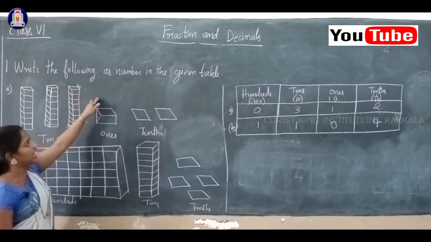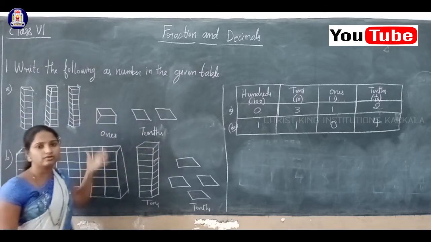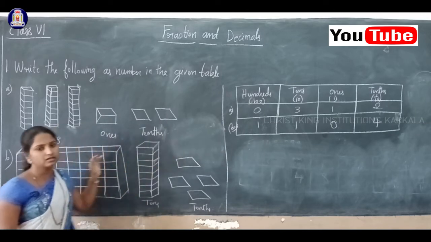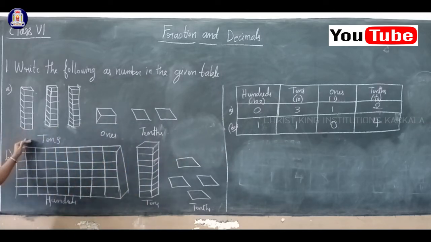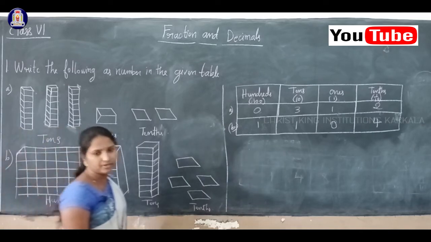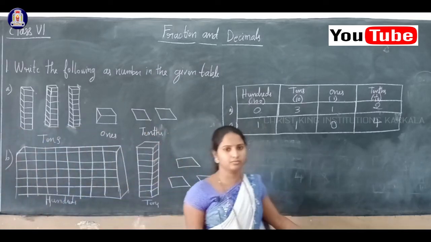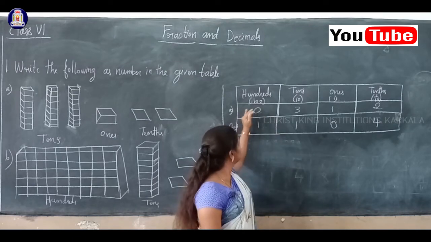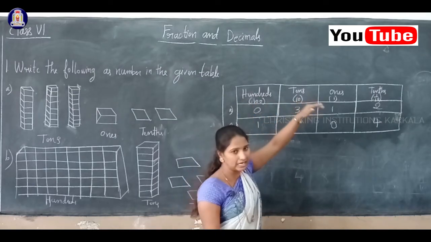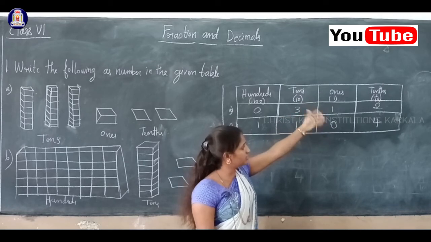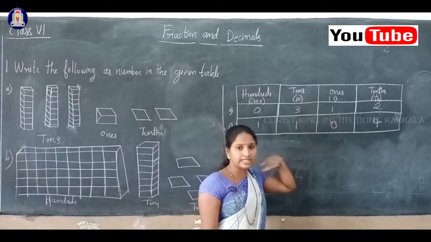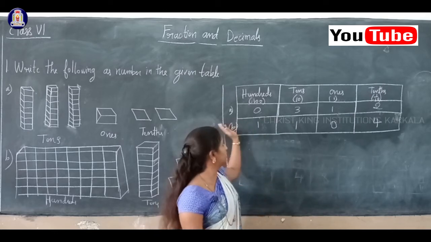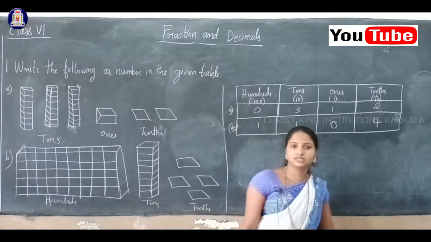So this is the writing. Write the following as numbers in the given table. In the table you must write it as a number. The given figure you must write as a number. Clear? Yes. This table you must know. It is given in the question. Then again you have to write hundreds, tens, ones, tenths. The next are thousands, ten thousands, 1 by 10,000, like that. Here the value is increasing, and there the value is decreasing.